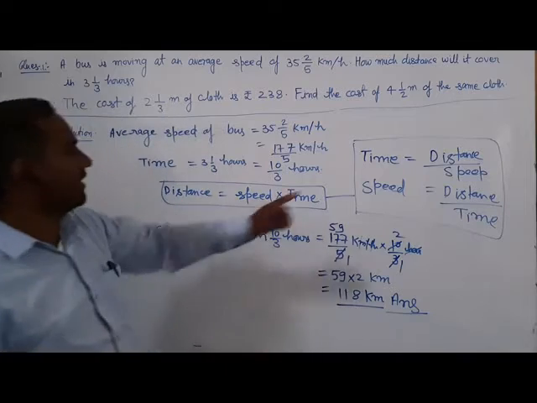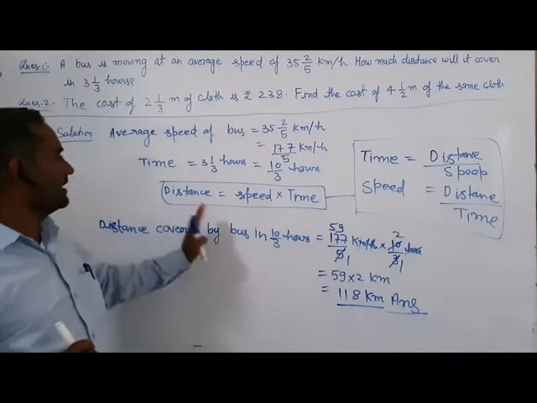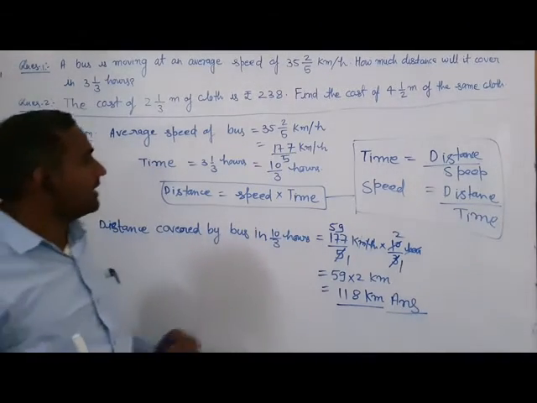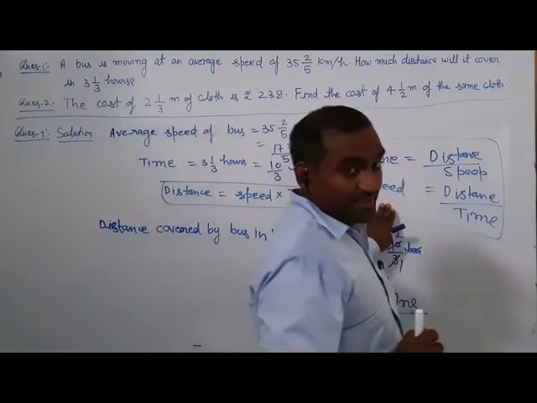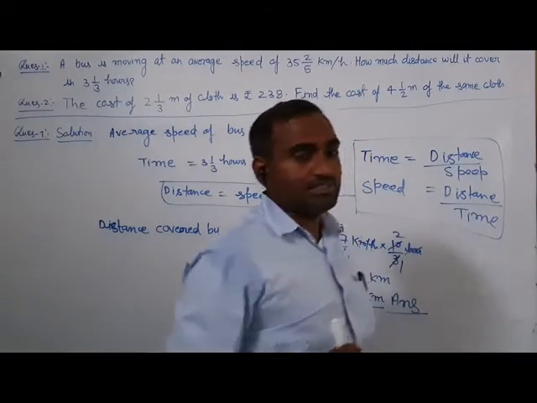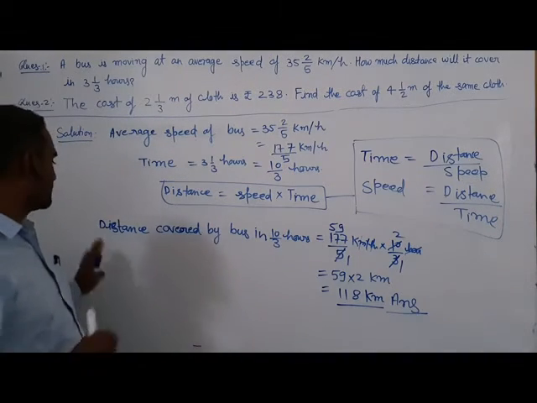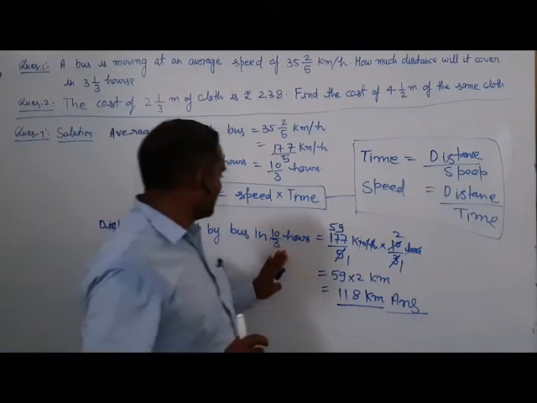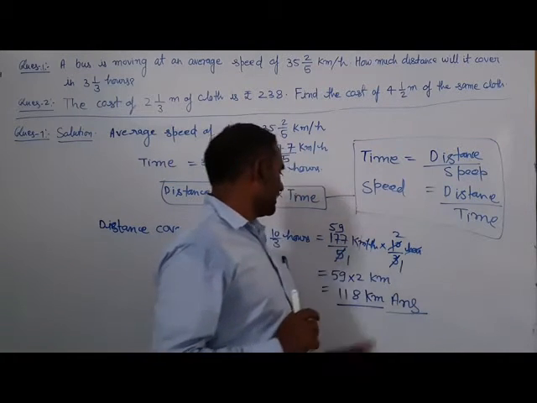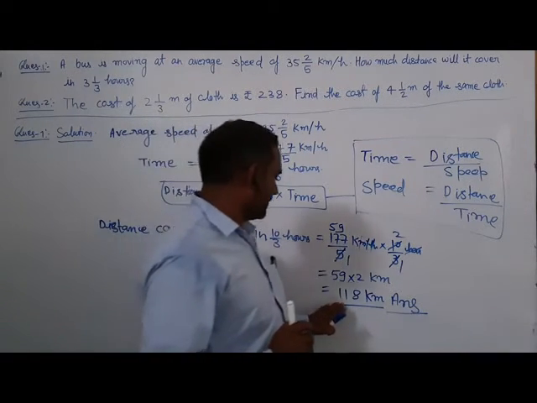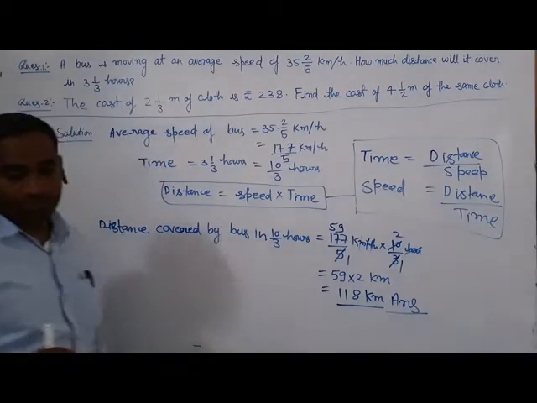These are 3 formulas. With the help of these formulas, you can find distance if speed and time are given, you can find the time if distance and speed are given, and you can find speed if the distance and time are given. Here speed and time are given, so you find the distance. After calculation, this is your answer.